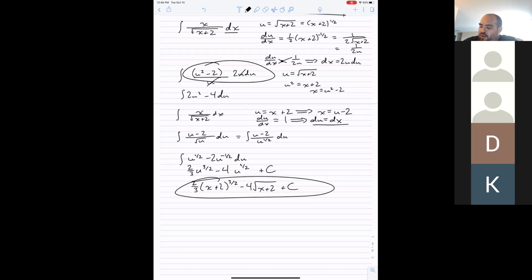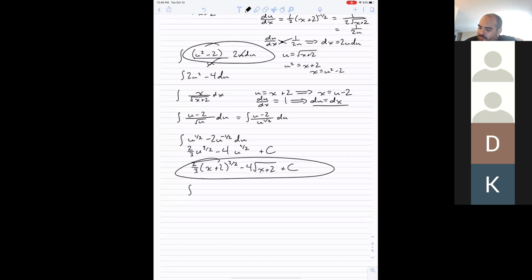And let's just really drive the point home that either way would have worked here. So if I did the integral of u squared minus 2 du, oh no, it's 2u squared minus 4. If you distribute that 2, then you get 2/3 u cubed minus 4u plus c. But in our first attempt, what was u equal to? The square root of x plus 2. Right. So that actually is going to come out to the same thing.